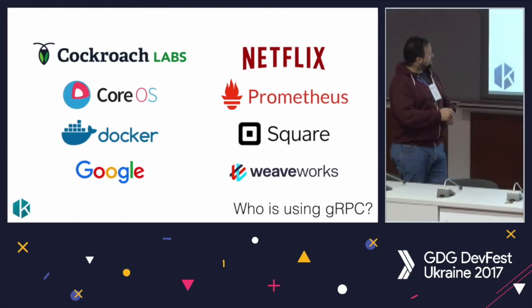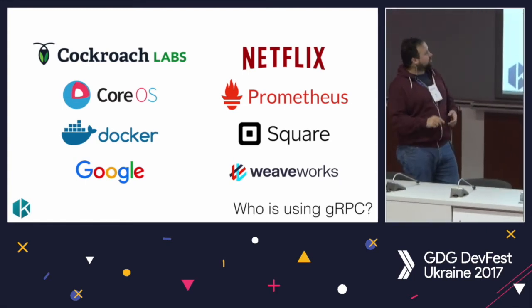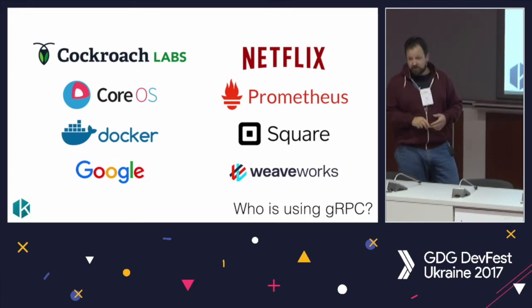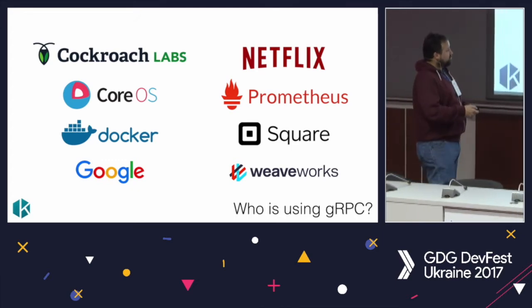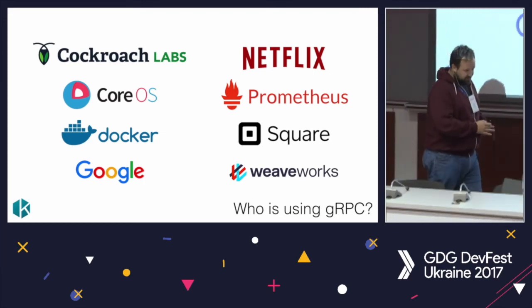I don't know where Docker use it, but I've been told they use it. Obviously, Google. But Netflix, Prometheus is the project I work on. The new Prometheus 2.0 has gRPC interfaces in it. Squared, we've worked obviously as well.